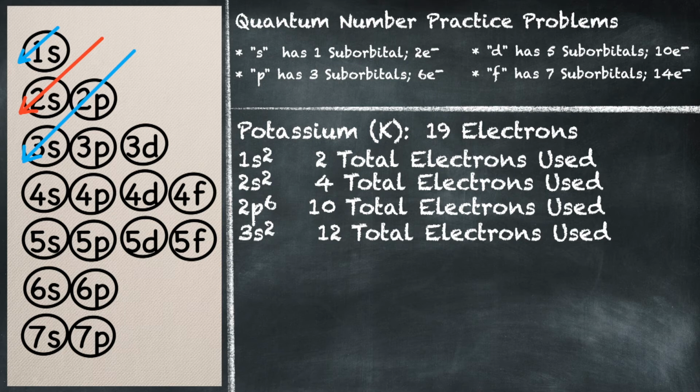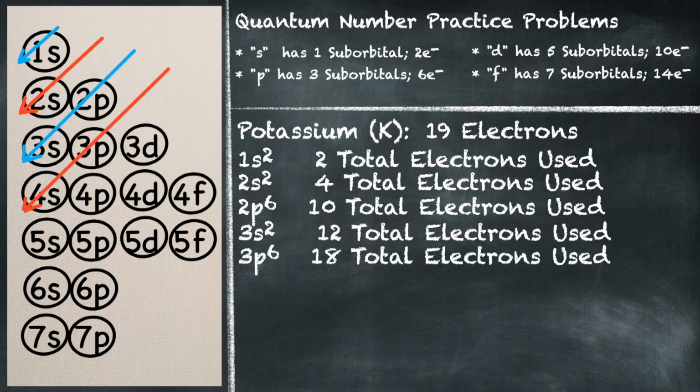Now we're at 3p6. We need 19 electrons, so we can fully fill this up. So we've got 3p6, and that gives us a total of 18 electrons: 2 from the 1s, 2 from the 2s, 6 from the 2p, 2 from the 3s, and 6 from the 3p. So that's 18 total electrons.